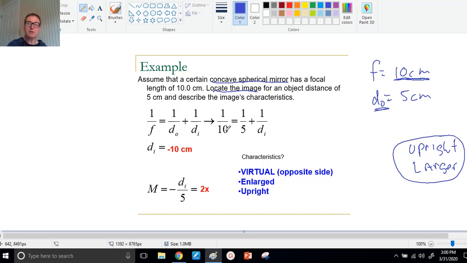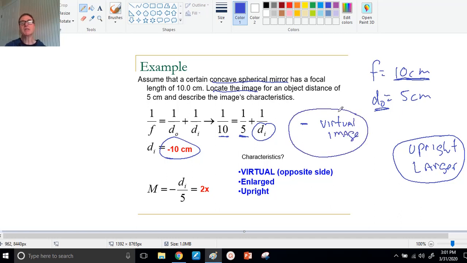Well, we plug in the values. We have our focal length. We have our object distance. We want to solve for di. Di turns out to be negative 10 centimeters. So di is negative. That tells us that if the image distance is negative, it is a virtual image. And for a mirror, that means the image is on the opposite side of the mirror from the object. So it's a virtual image.